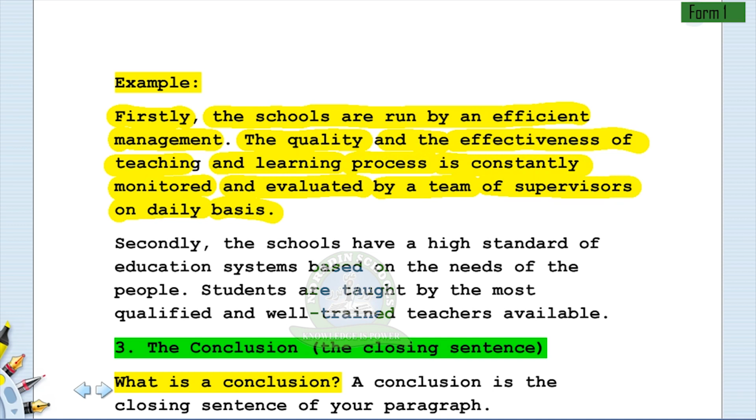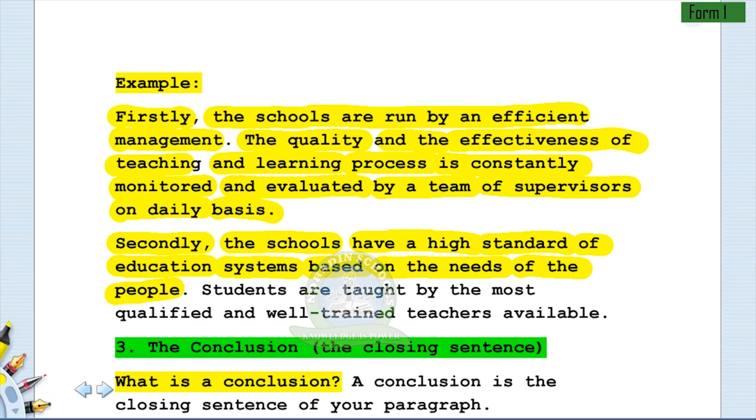Secondly, the second reason why Nuruddin schools are the best is the schools have a high standard of education system based on the needs of the people. Secondly, this is a transitional word. Secondly, the schools have a high standard of education systems based on the needs of the people.